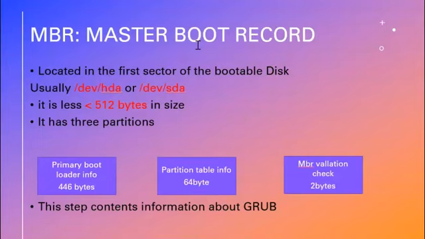The very next one is the MBR, which is the master boot record. This step is located in the first sector of the bootable disks, usually in /dev/hda or /dev/sda, depending on your system. It is less than 512 bytes in size, and it has 3 parts as follows: the primary bootloader, which has 446 bytes, the partition table info, which has 64 bytes, and the MBR validation check, which has 2 bytes. These contain information about grub.